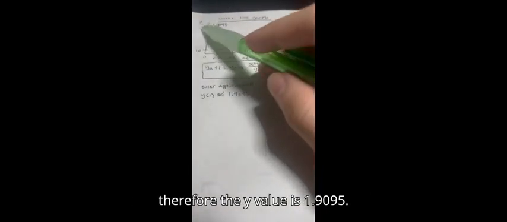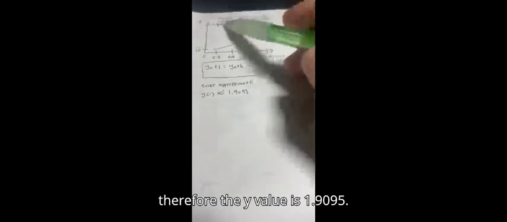So this is the graph. These are the values that I get from calculating the step size. So the n value is 1, so therefore the graph is going up, and therefore the y value is 1.9095. This is the formula that we're using for the Euler. Therefore the approximate Euler value is this value.